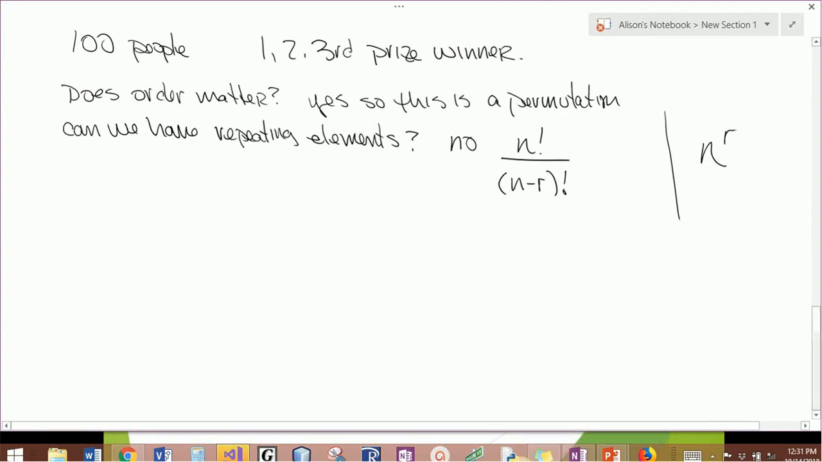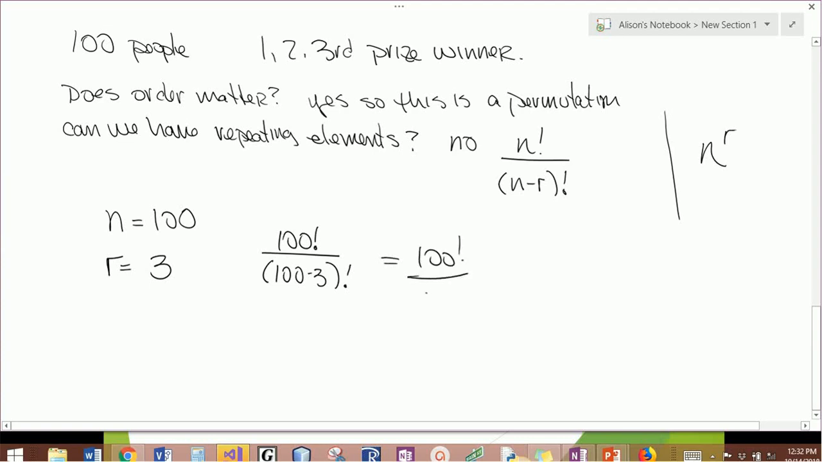I'm pretty sure that here my n value is the total number of elements that I have to choose from. There is a pool of 100 people that have entered the drawing. My r value is the total number that are being selected. I am selecting 3. First place, second place, and third place, so I am selecting 3. So I'm going to put 100 factorial divided by 100 minus 3 factorial. This is going to give me 100 factorial over 97 factorial.